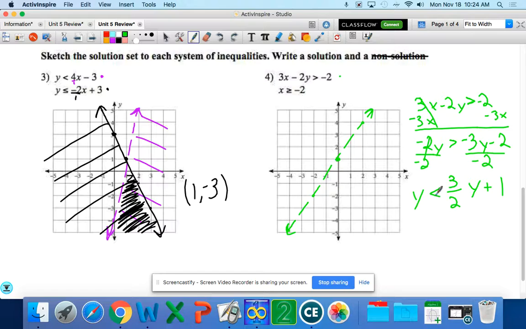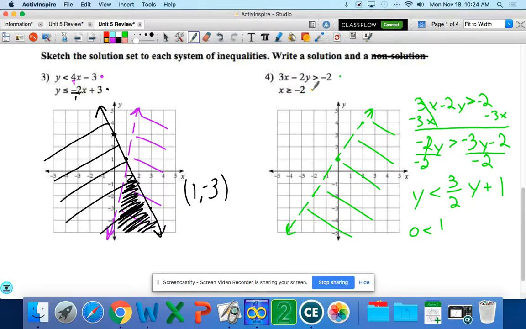Again, test point always works. If I choose 0, 0 as a test point, my guess is I'm going to shade below it because of the sign. But if I chose it, it'd be 0 is less than 3/2 times 0, which is 0. So it's 0 is less than 1. That is a true statement. So indeed, I'm shading down below it. Test point said so. Sign said so. Always, always know you can go back and use the test point.